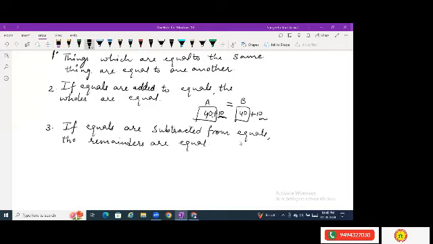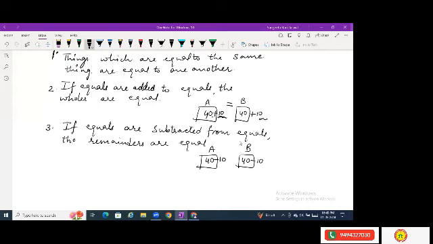If equals are subtracted from equals, the remainders are equal. So now let's see with the same example. A got 40 marks in the test, B also got 40 marks in the test. Now if I have become angry with them, I will subtract 10 marks of theirs. What will I do? I will subtract 10 each from their marks.